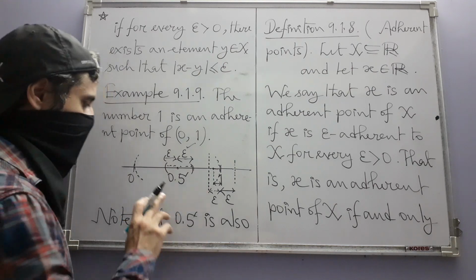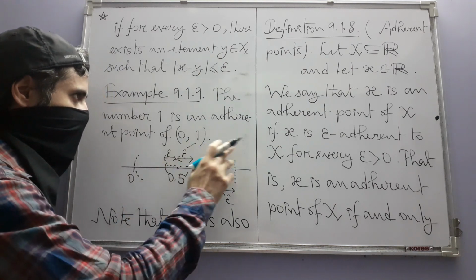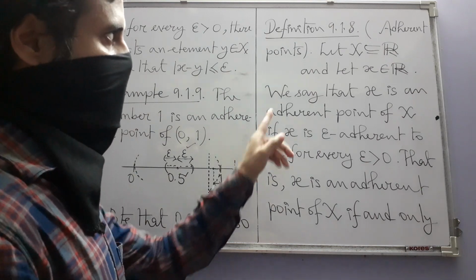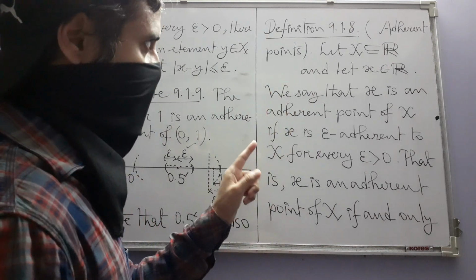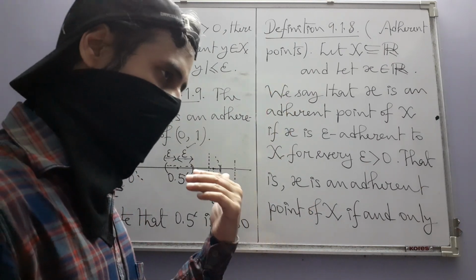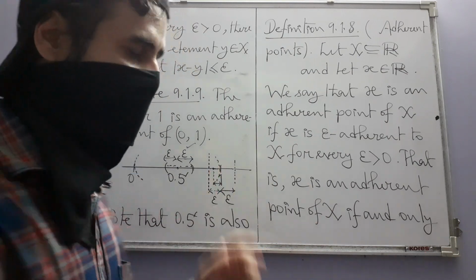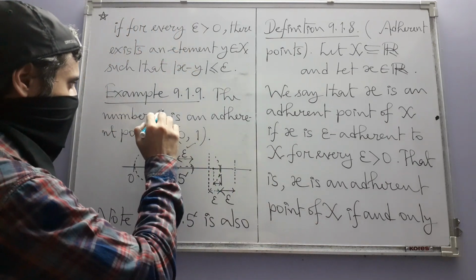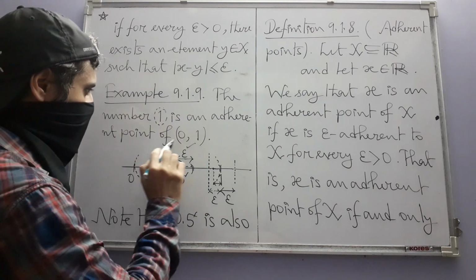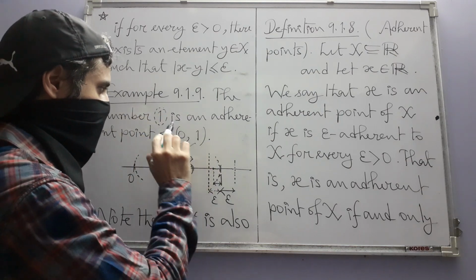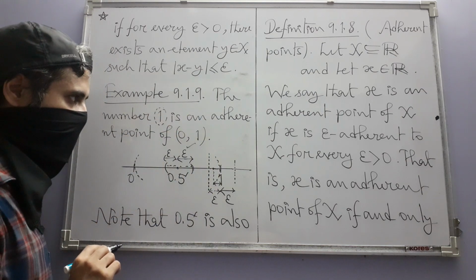I hope you understood that if you are given a set X, any subset of R, then every element of X is an adherent point of X. But here you see one example of a point which is not an element of this set, and still it's an adherent point. Okay.